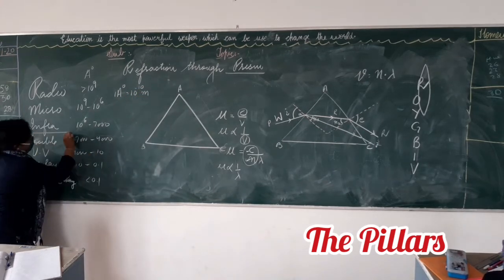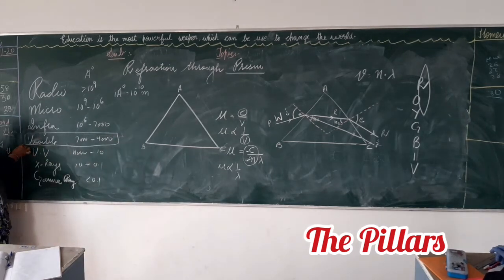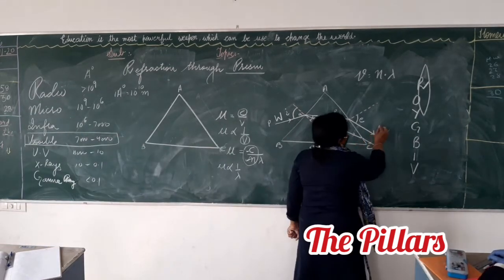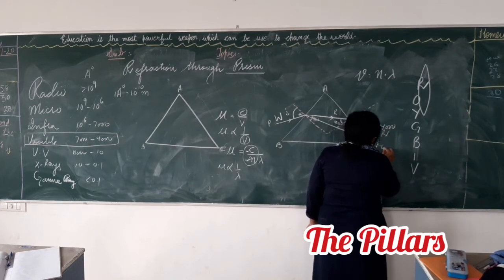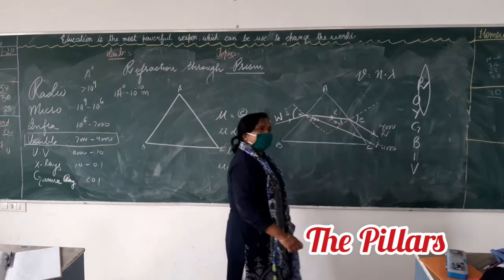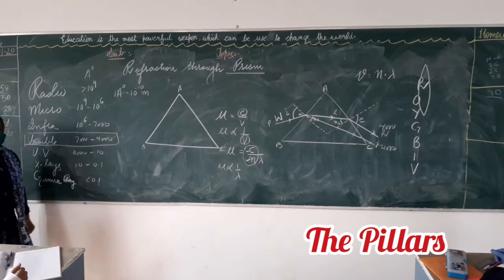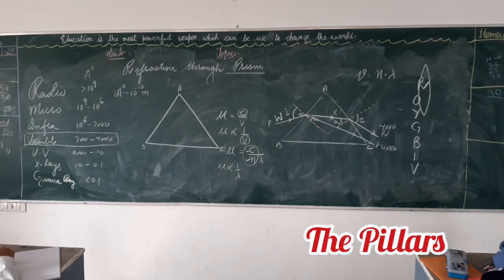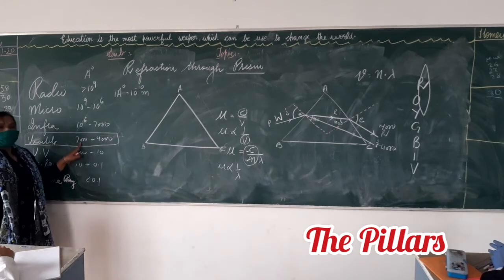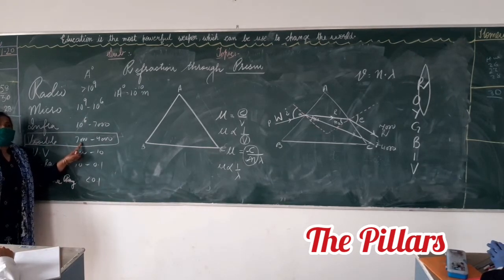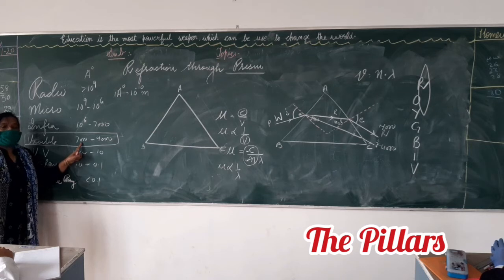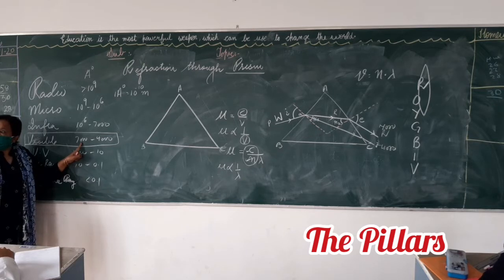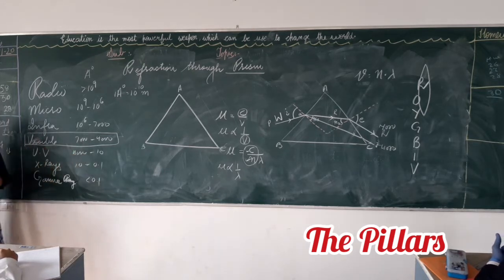When you talk about visible light, it is 7,000 to 4,000 angstrom. Angstrom is a unit to measure wavelength, and 1 angstrom is equal to 10 to the power minus 10 meter. If you want to convert it, what would you do? Multiply by 10 to the power minus 10. So it will be 7 into 10 to the power minus 7 to 4 into 10 to the power minus 7. Now, you understood?